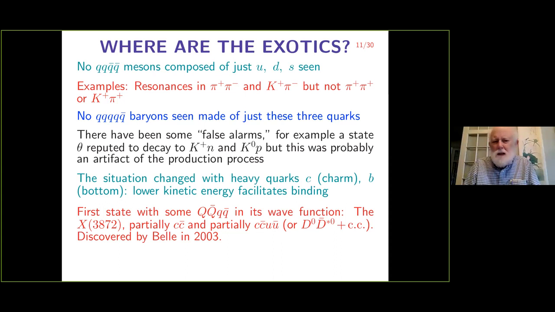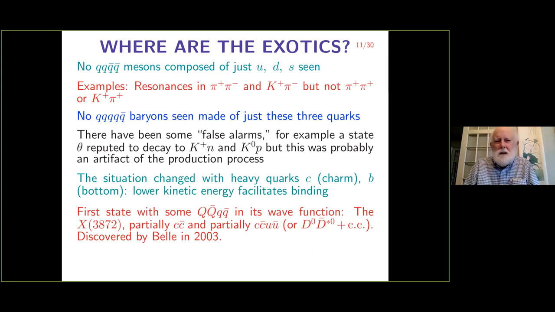Now the situation changed with the introduction of heavy quarks. And the reason that the heavy quarks allow the exotics to be displayed is that the heavy quarks have a lower kinetic energy, non-relativistically, p squared over 2m. As M gets large, the kinetic energy gets small. And this helped to stabilize the bound states containing such heavy quarks. So, in particular, the charm, anti-charm U, U bar state is very close to D0, D0 bar star threshold. Next slide, please.